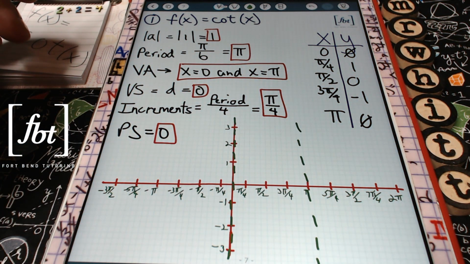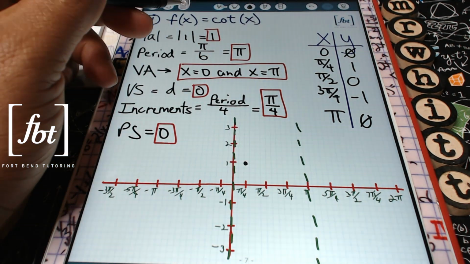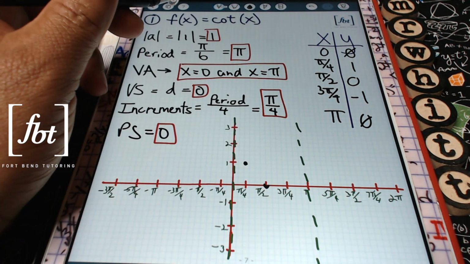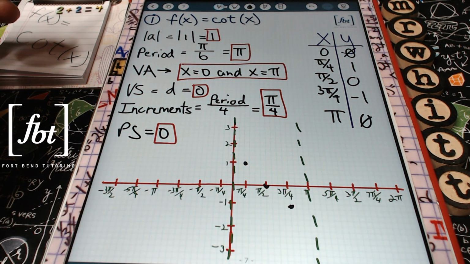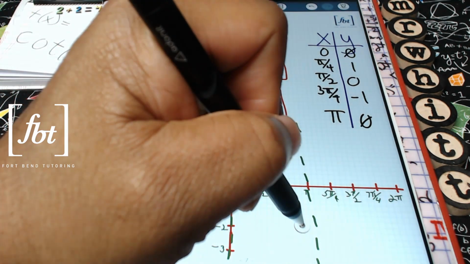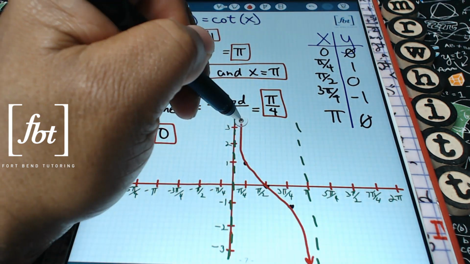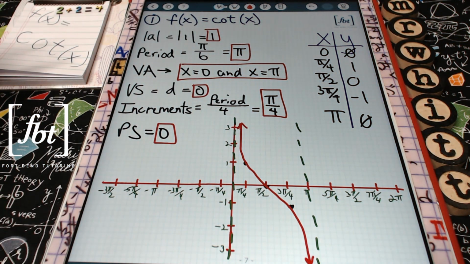Then plotting our other 3 points. At pi over 4, I'm going to be at 1. At pi over 2, I'm going to be at 0. And at 3 pi over 4, I'm going to be at -1. And with these 3 points, we will have the following graph of cotangent. Just like that. All right. So this is going to be a full period of cotangent, what you see before you right now. And that completes the graph of problem number 1.